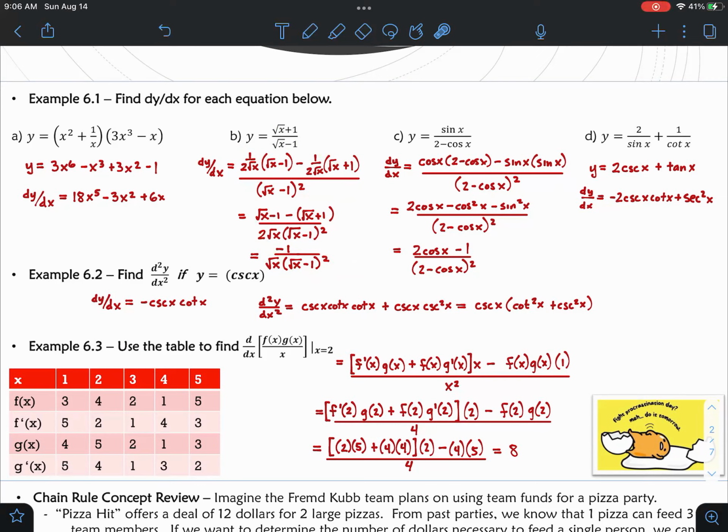C is another quotient rule. Try it if you like. D involves quotients, but the simpler approach than quotient rule twice would be to just use trig identities. Sometimes applying a trig identity can make your life a lot easier. We're going to see that throughout the year. All right, so here's my dy dx on that one.